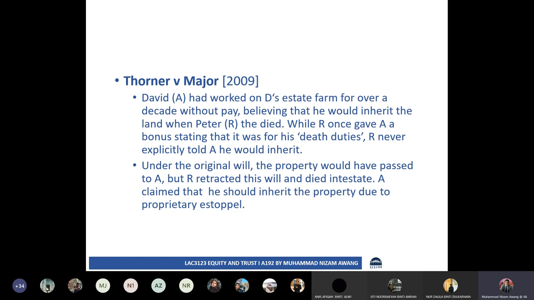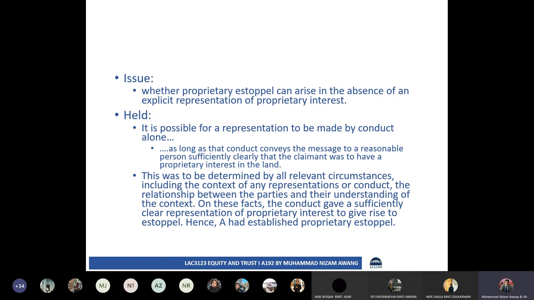The appellant claimed that he should inherit the property due to proprietary estoppel. So, do you understand the facts? Basically, there was a promise based on the conduct here: based on the work done at the farm without pay, he would believe that he would inherit the land when the respondent died. But the respondent denied the promise and died intestate. Died intestate means died without leaving any will. So the appellant invoked the doctrine of proprietary estoppel to claim his right.